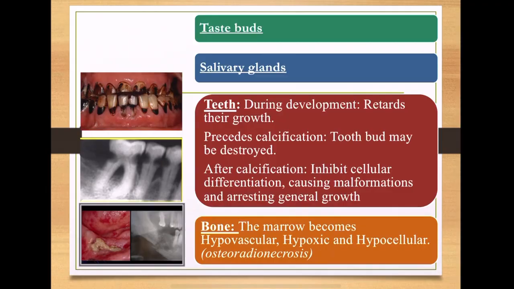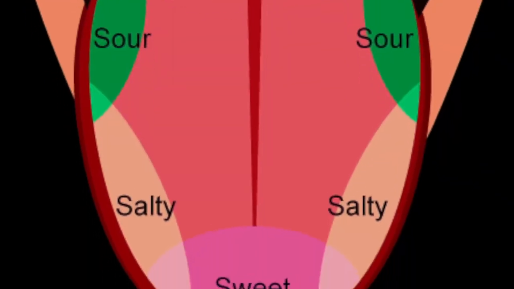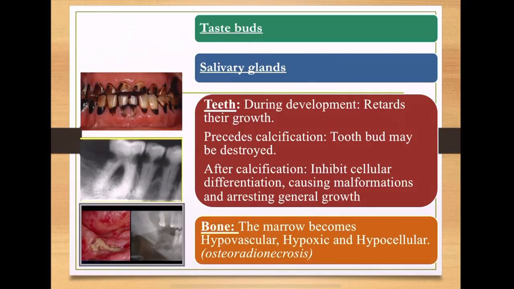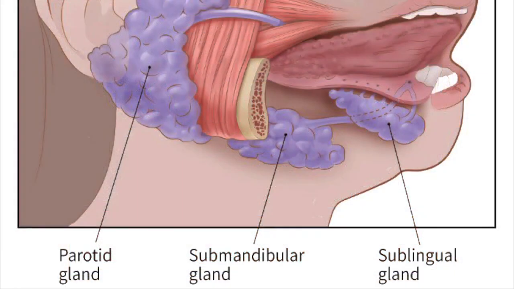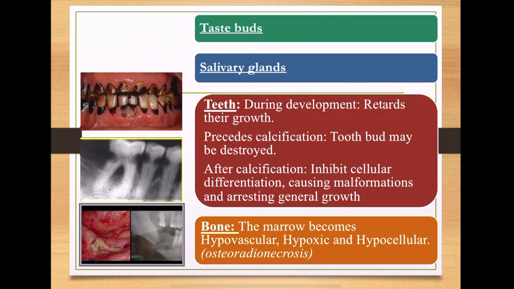Around the second or the third week of radiotherapy, the taste buds are affected, leading to loss of taste sensation. When it comes to salivary glands, you can expect an acute inflammation, xerostomia, which is dryness of mouth, and progressive fibrosis. The effect of radiation on the teeth depends on the stage of development of the tooth.